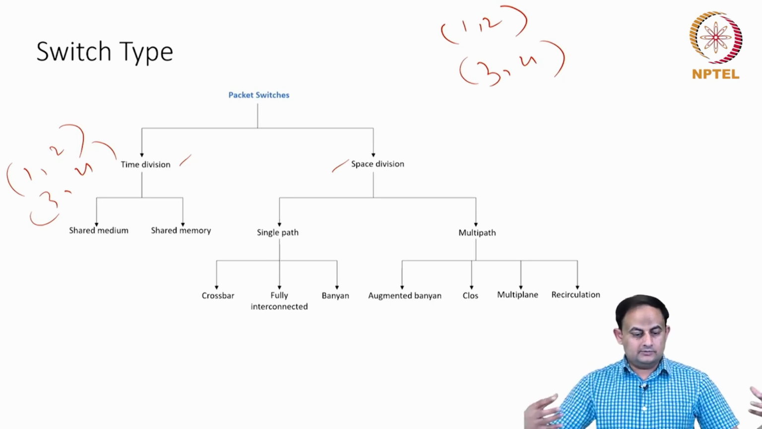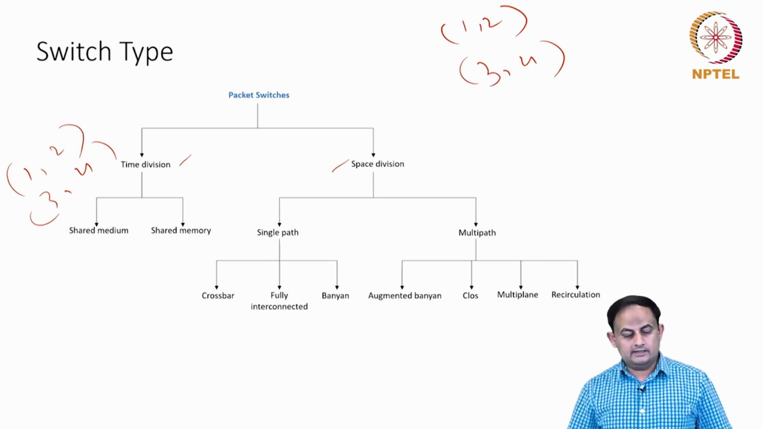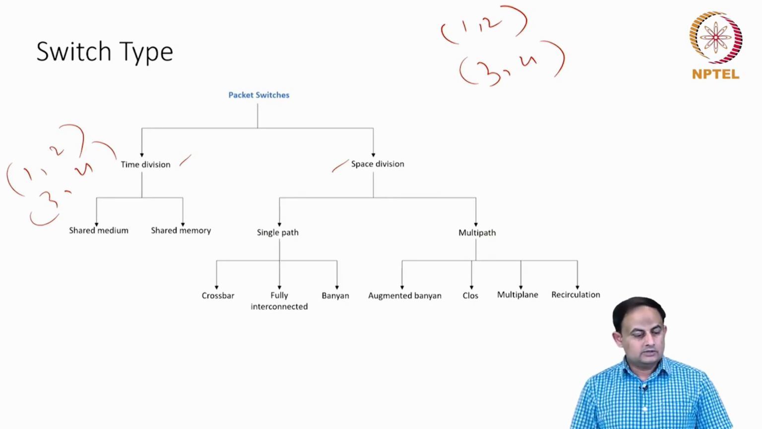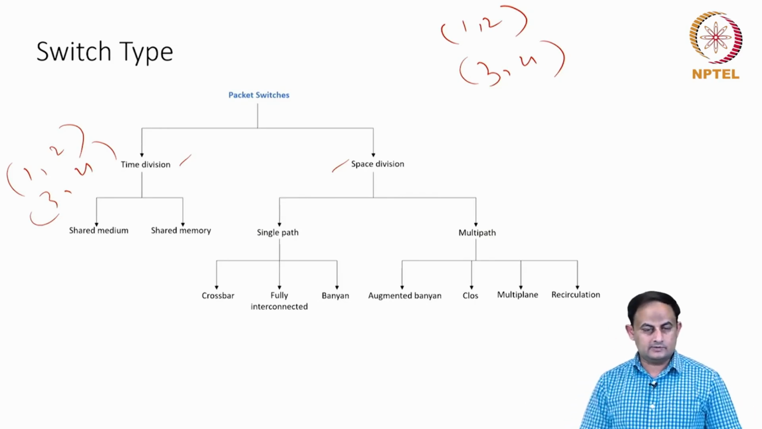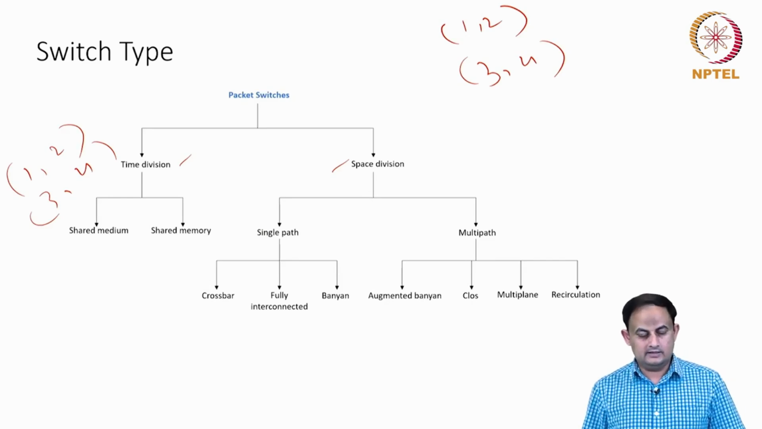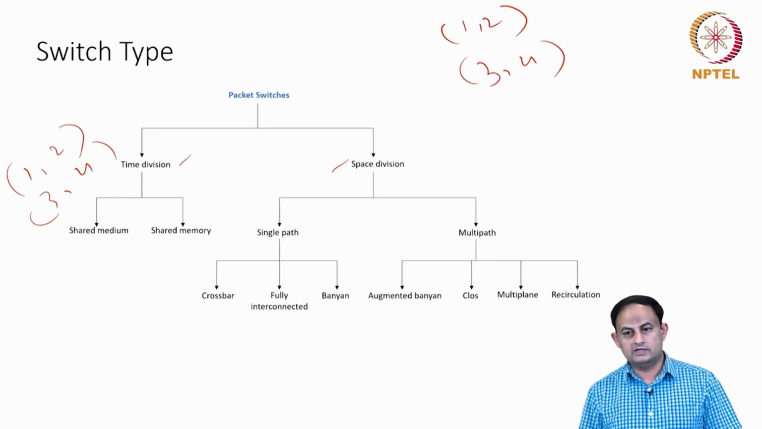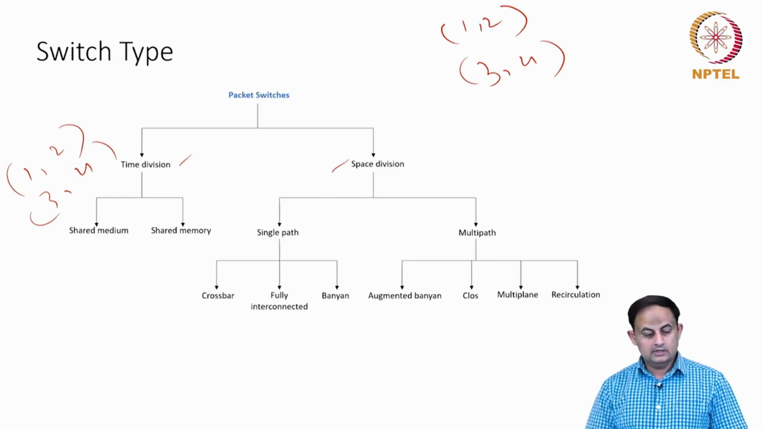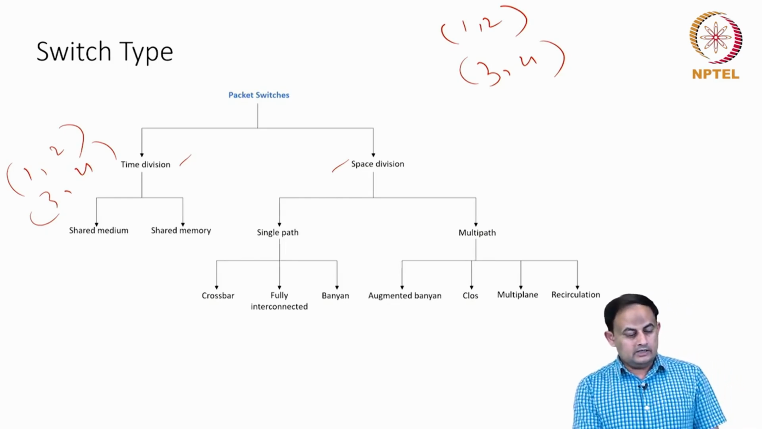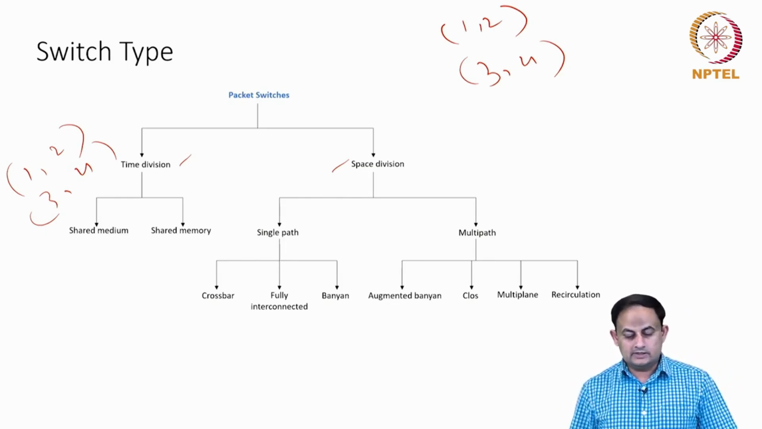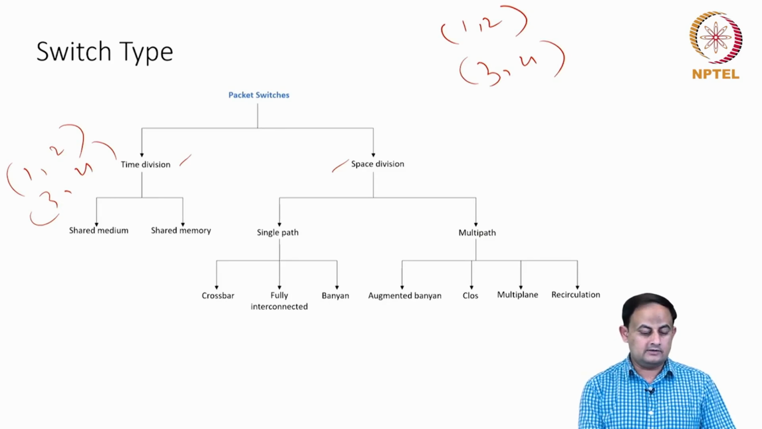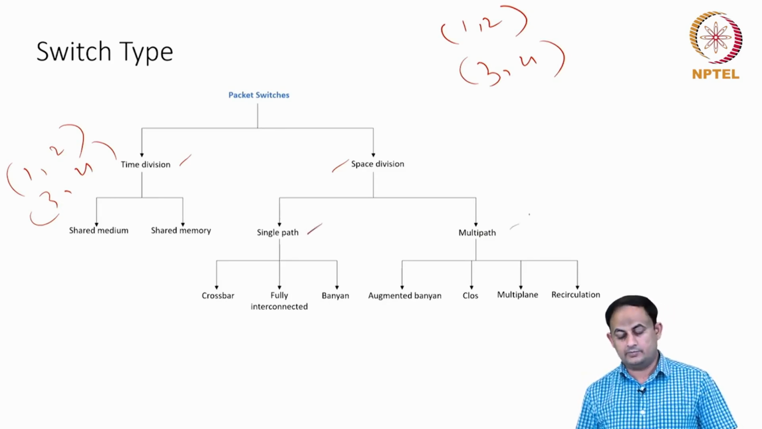And for each of these, be it time division or space division, there are again multiple strategies that are followed. Among the time division, you have the shared medium and the shared memory. Among the space division, you have the single path and the multipath. We will look in detail at the shared medium and shared memory, but let's first understand the single path and the multipath.